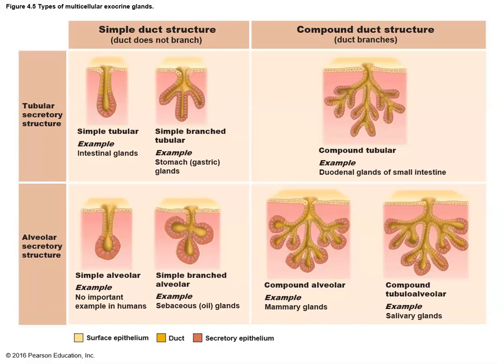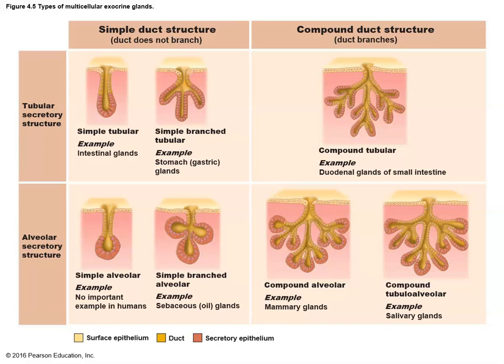When we look at the alveolar structures across the bottom, the same concept applies. Simple alveolar means one duct, with the ending structure being more of the balloon or ball shape. Simple branched alveolar has multiple little balloons at the end of each duct.